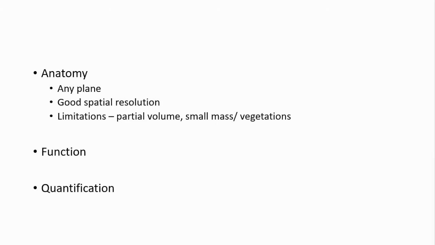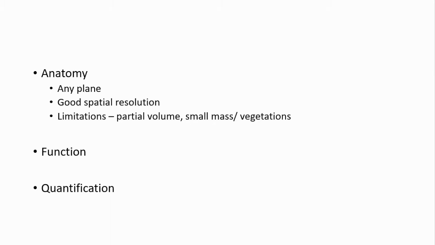Cardiac MRI has the advantage that we can scan in any plane. This is especially helpful for right-sided valvular heart lesions, which might be difficult to assess on echocardiography. Also, it provides anatomical information which is as good as transesophageal echocardiography. However, it has a limitation in that each slice of cardiac MRI is at least 6 to 8 millimeters thick.